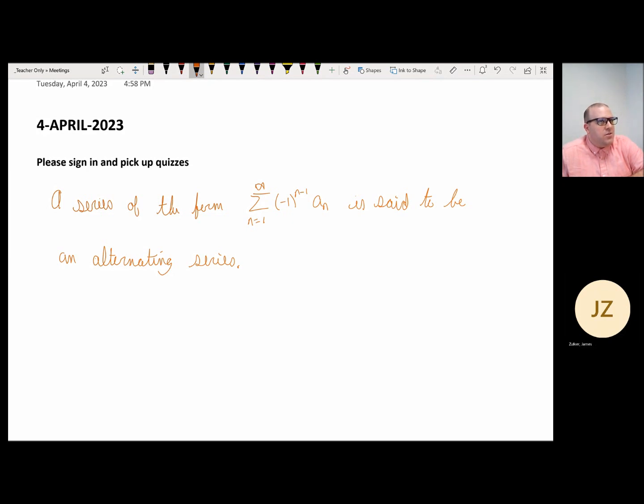So sine of n isn't alternating? No. To be alternating, it would have to be every other term switches sign by definition of alternating. Which is funny because we actually write sine of x as an alternating series. But we'll get there.